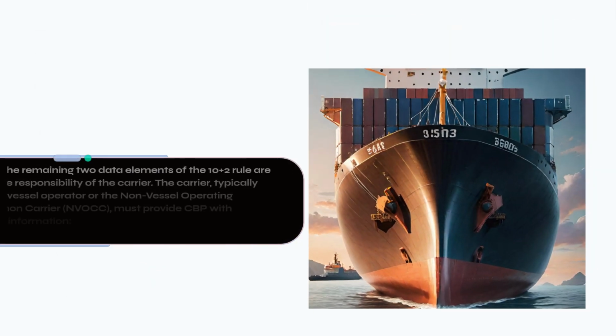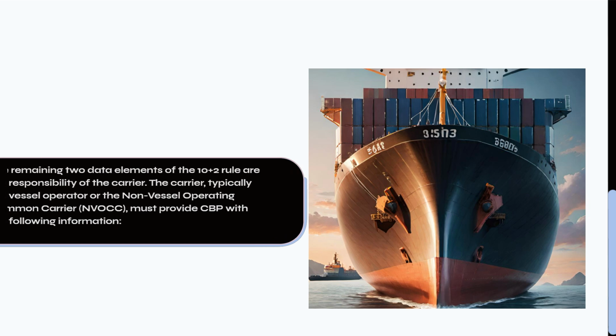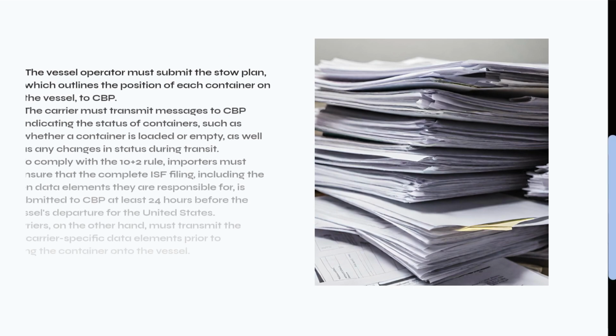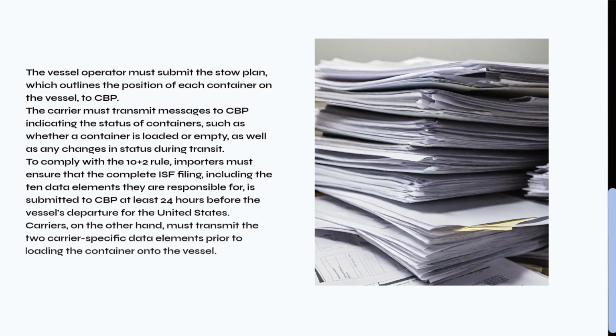The remaining 2 data elements of the 10+2 rule are the responsibility of the carrier. The carrier, typically the vessel operator or the non-vessel operating common carrier, NVOCC, must provide CBP with the following information. The vessel operator must submit the stow plan, which outlines the position of each container on the vessel, to CBP. The carrier must transmit messages to CBP indicating the status of containers, such as whether a container is loaded or empty, as well as any changes in status during transit.